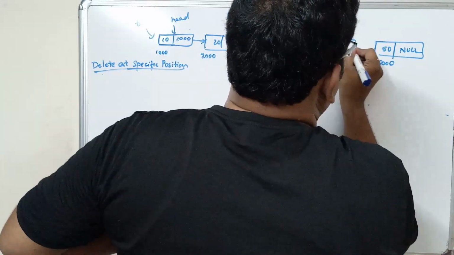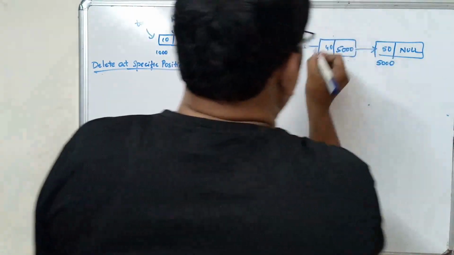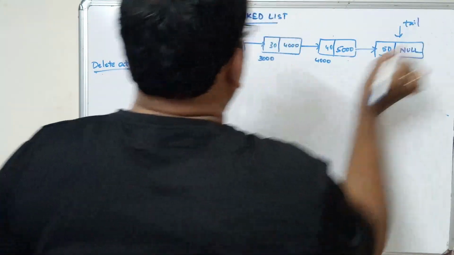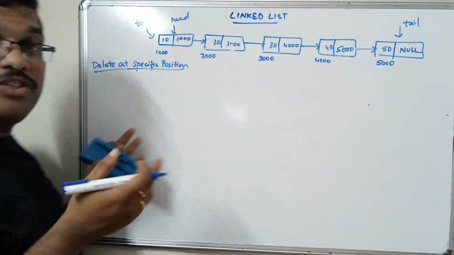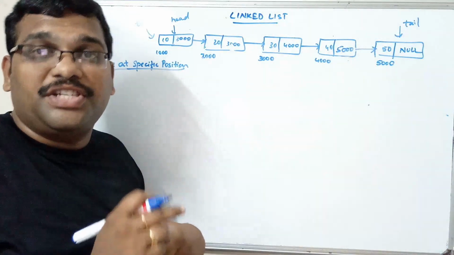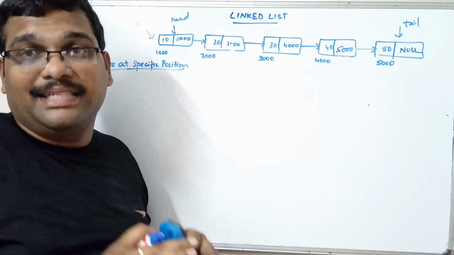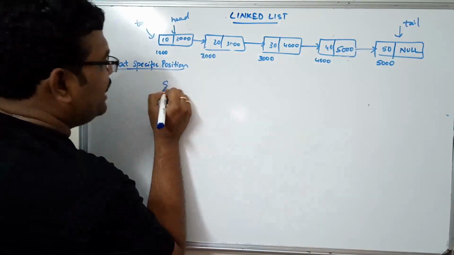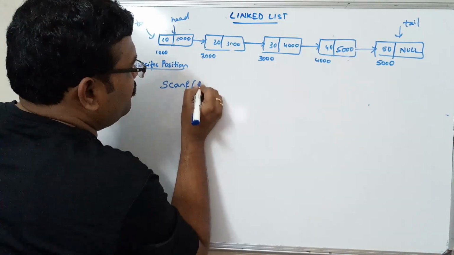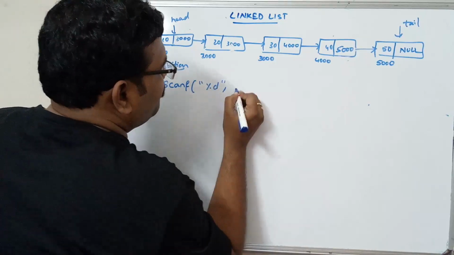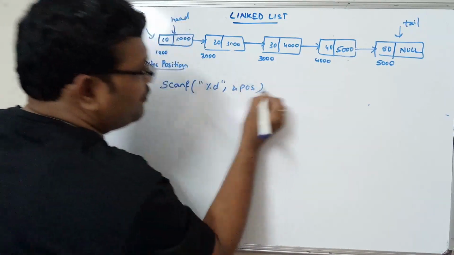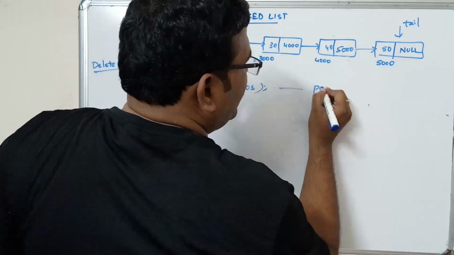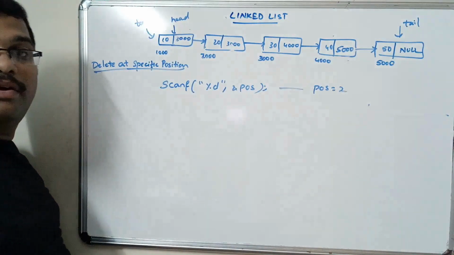Some 5000, right? Here it is a tail. Now we require a specific position, so where it should be inserted, I mean deleted, which element should be deleted. So here we have to read the position, scanf %d ampersand position, right? So until that position, let POS be equal to 2, right?